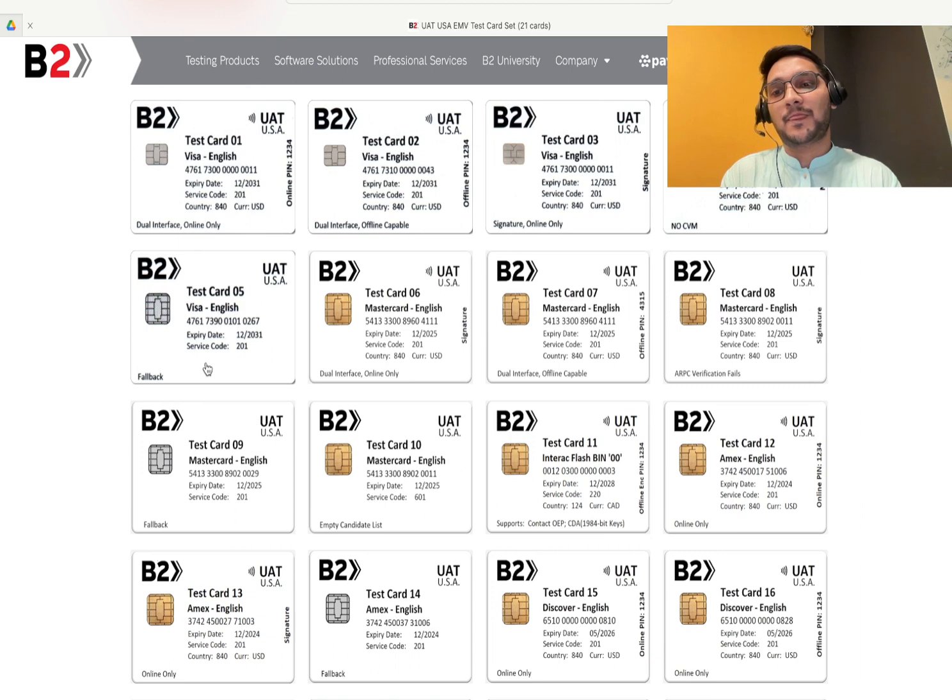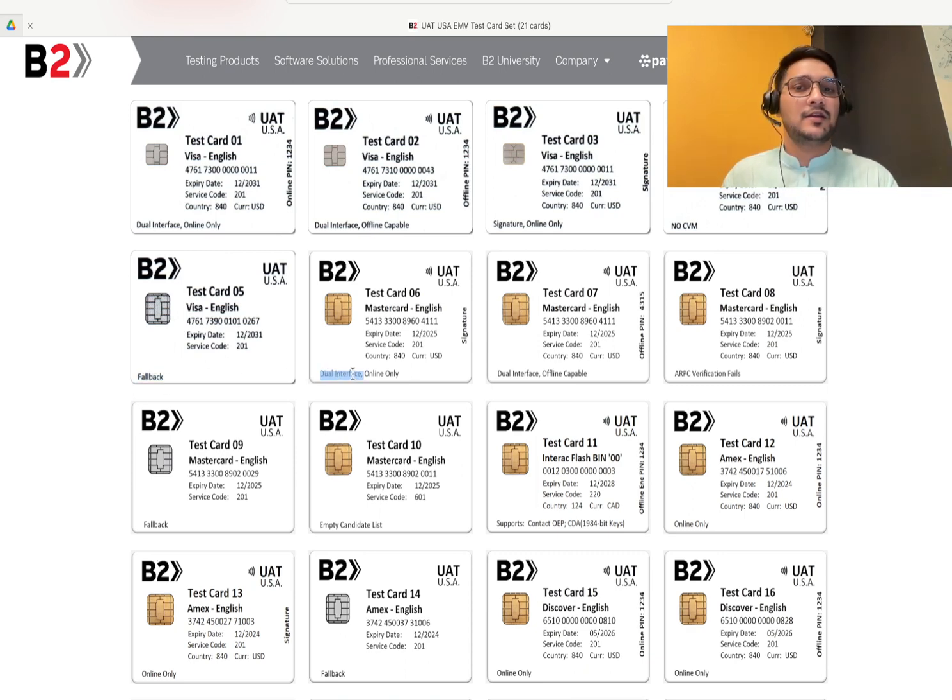Fallback is a scenario where the chip will not be read by the terminal device. Like the data inside this chip will not be read by this terminal device, so the fallback condition will occur. This can be due to any reason, like the chip is broken, or the card is broken, or anything can happen. So this technical point will be triggered.